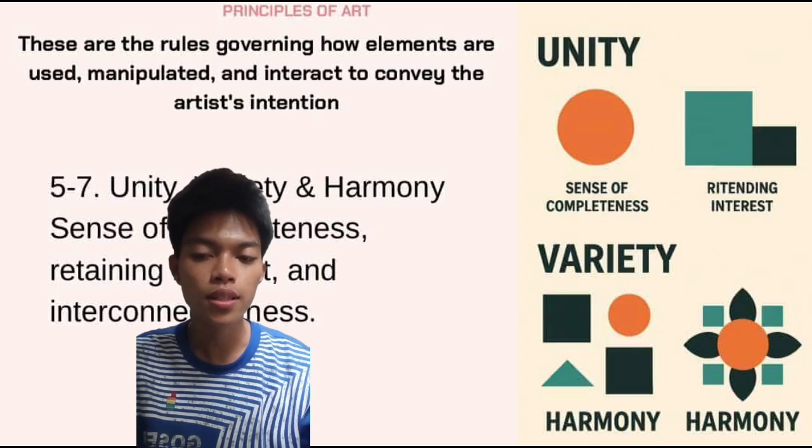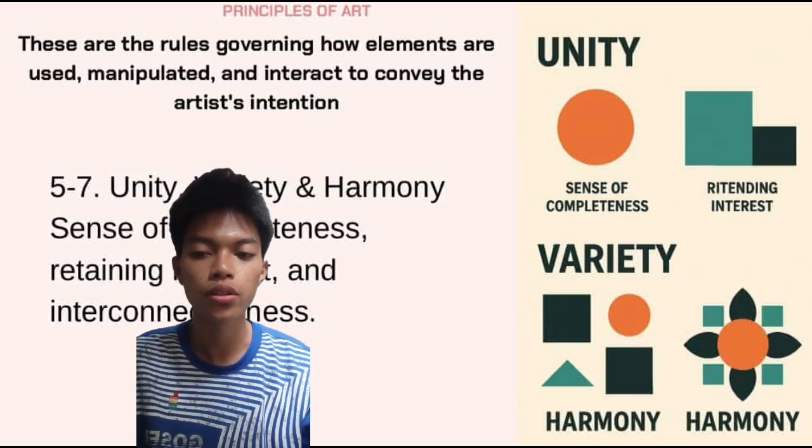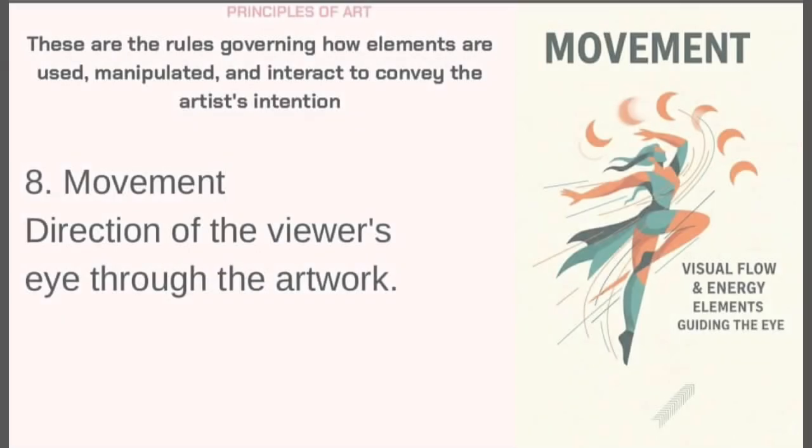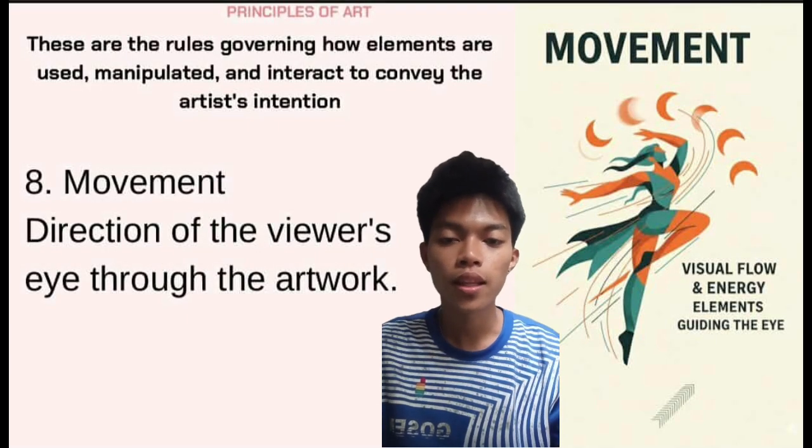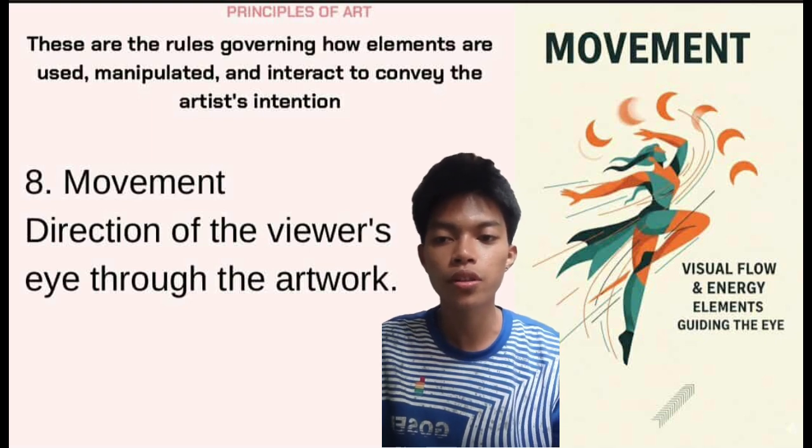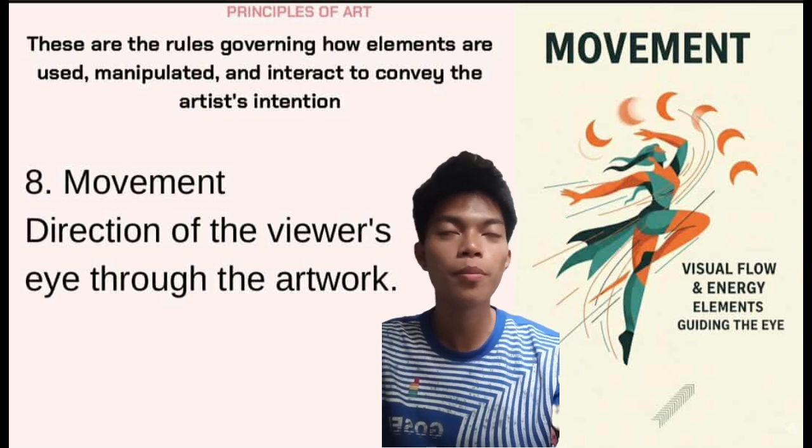Harmony. Harmony is the pleasing arrangement and combination of different elements that work together to create balance, unity, and a sense of completeness. Movement. Movement is the change of position or location of an object or body over time.